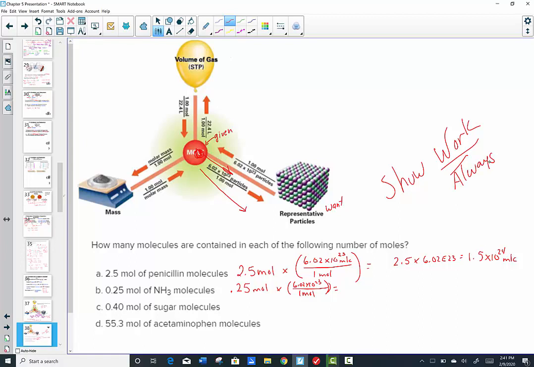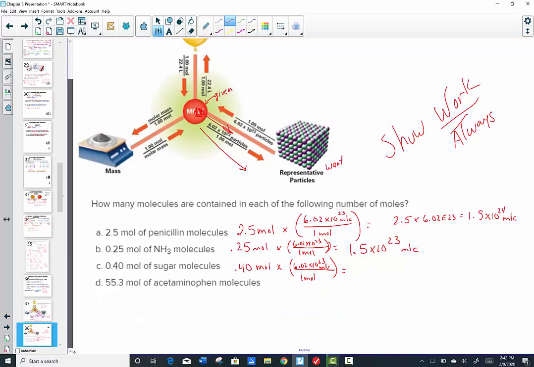0.25 times Avogadro gives us an answer of 1.5 times 10 to the 23rd, and that's the molecules of ammonia. We're getting the hang of it: mole times Avogadro to convert to the individual molecules. For letter C, 0.4 times Avogadro. And for letter D, it will be 55.3 times Avogadro's number.